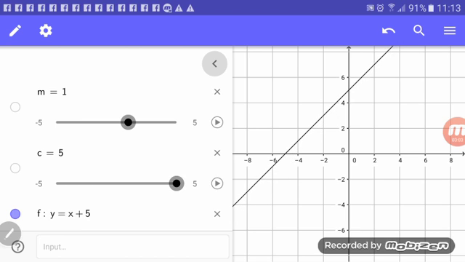So for example, we haven't changed the gradient. It's going to be x plus something. It hits at 5 right here, so it intercepts at 5. So our equation, if you look down here on the bottom left, is y equals x plus 5.